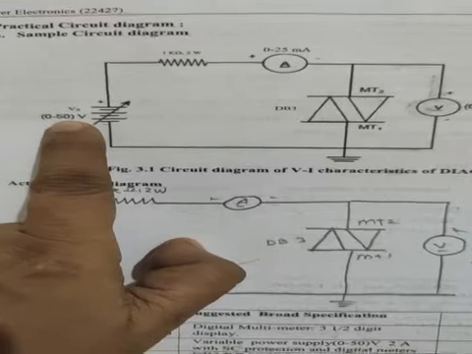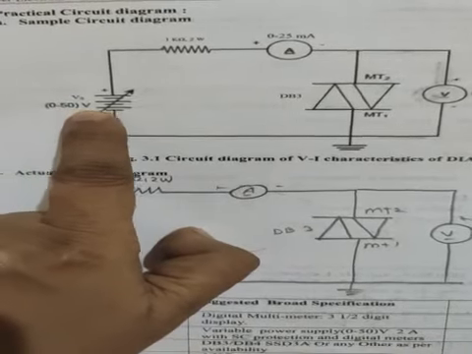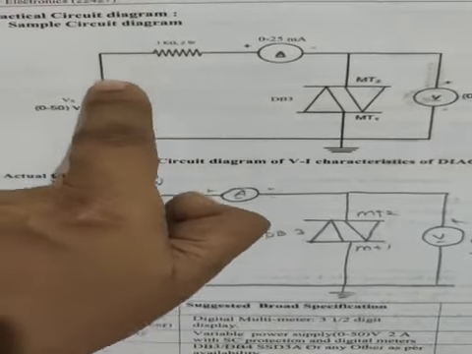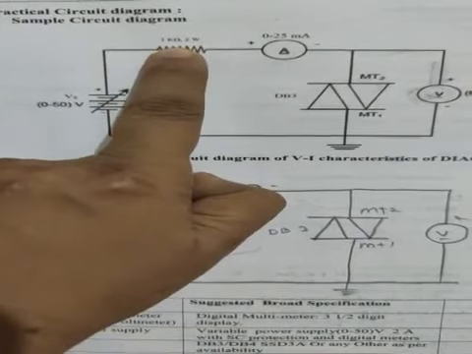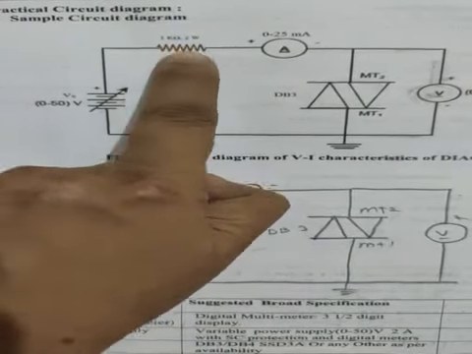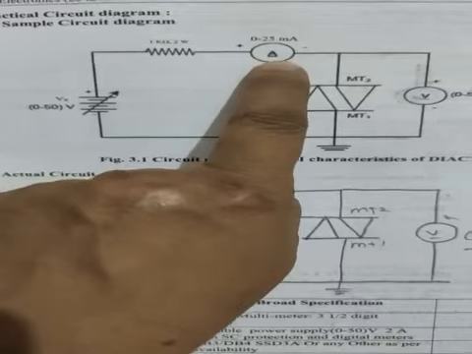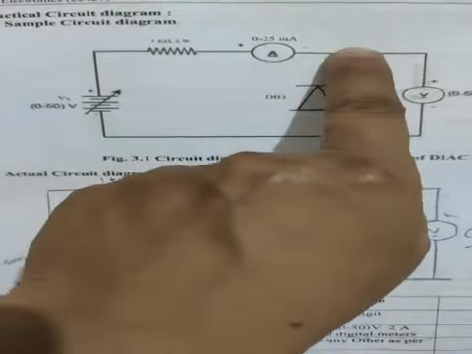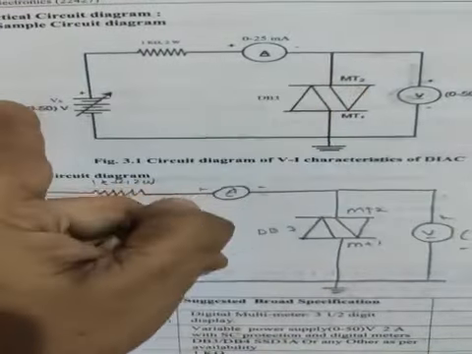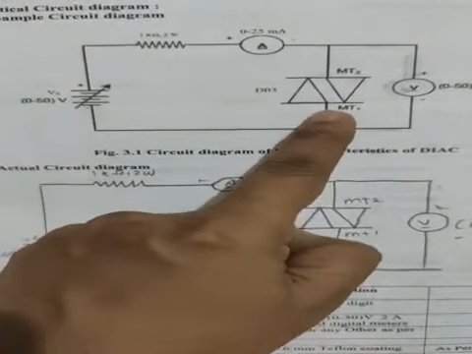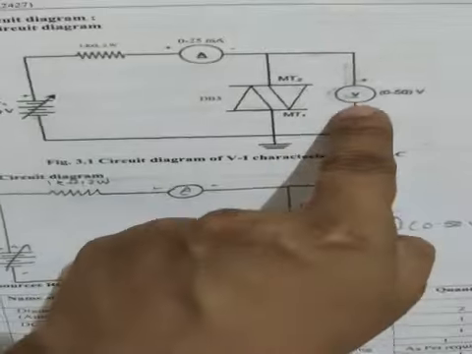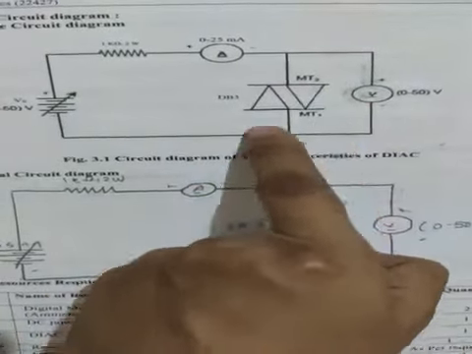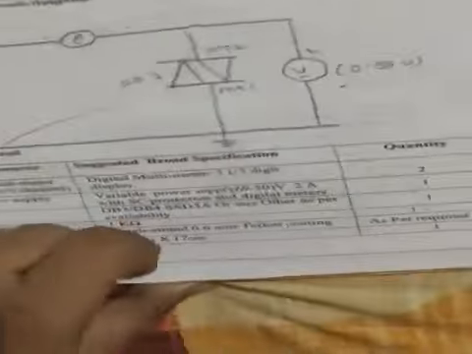Here is voltage supply of 0 to 50 volt, variable voltage supply, then resistor, then here we are connecting the milliampere meter, then MT2 is connected to the positive terminal of the supply voltage, then MT1 is connected to the ground, then voltage is calculated across the Diac.